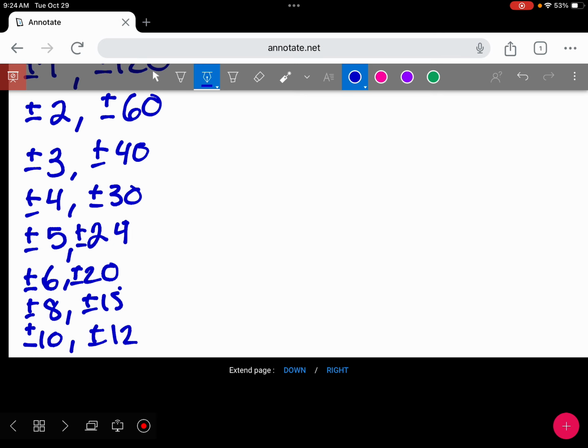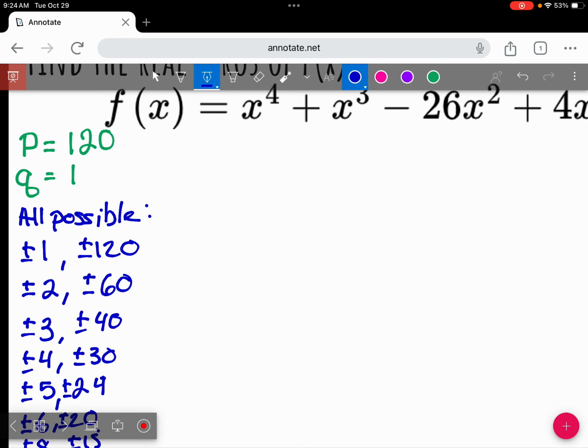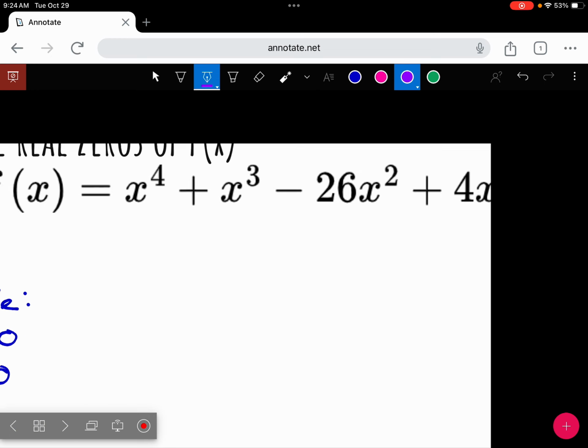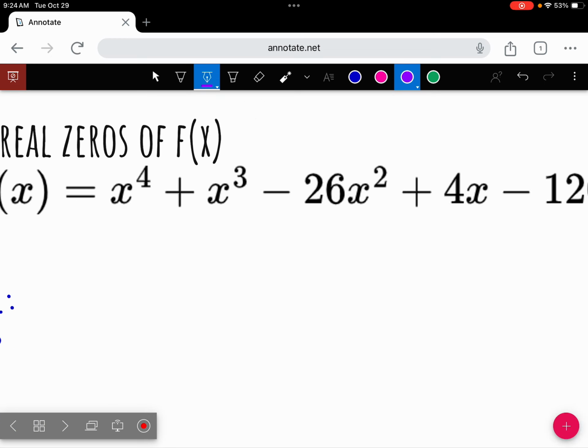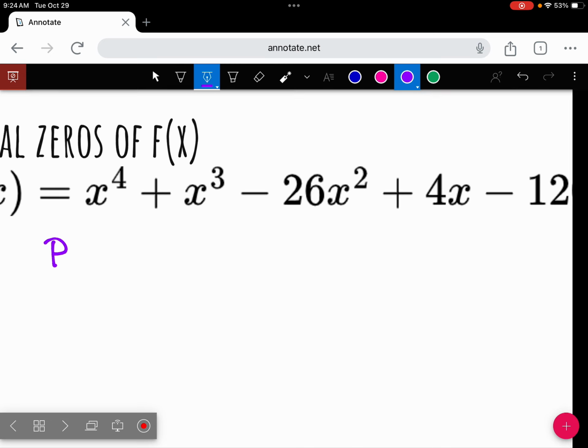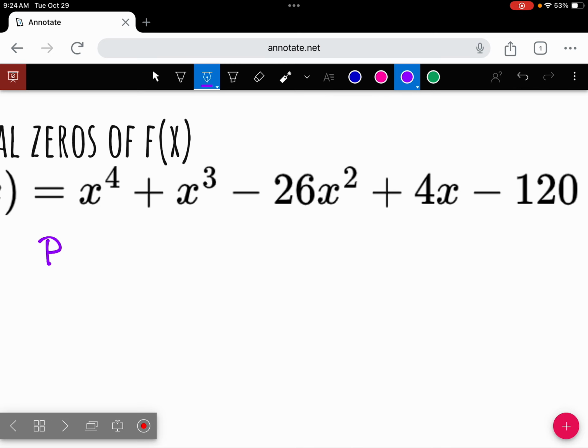So let's see if we can narrow things down a little bit. With our Descartes, how many positive roots are we going to have? How many sign changes do we have? 1, 2, 3. We have 3 sign changes, so we're going to have 3 or 1 positive real roots.